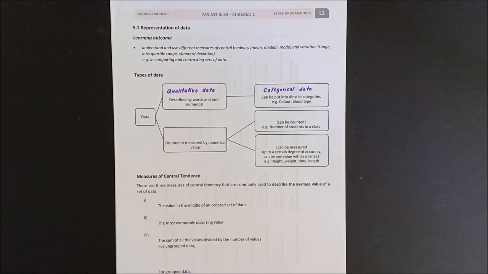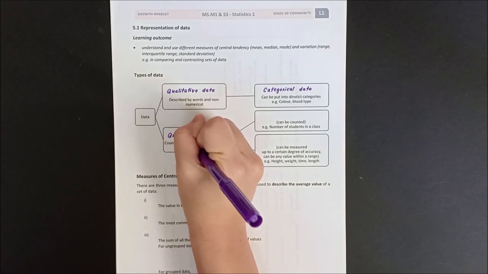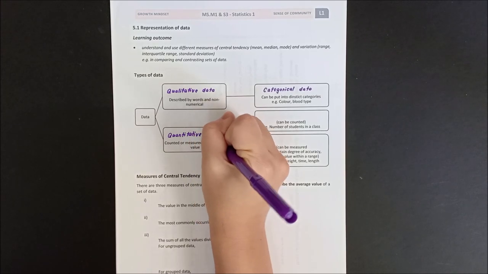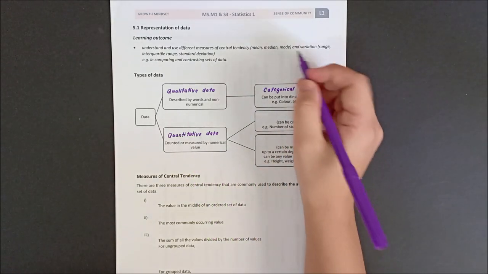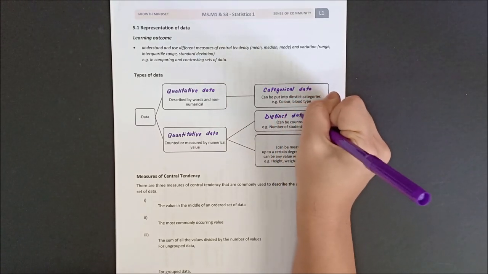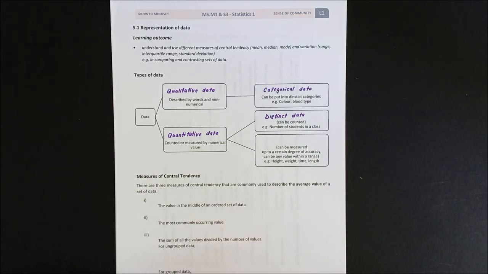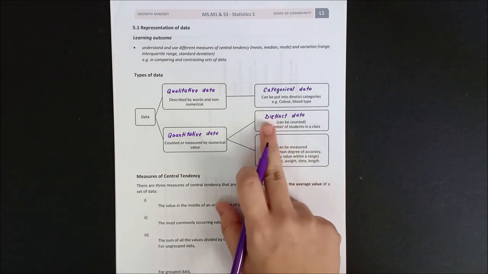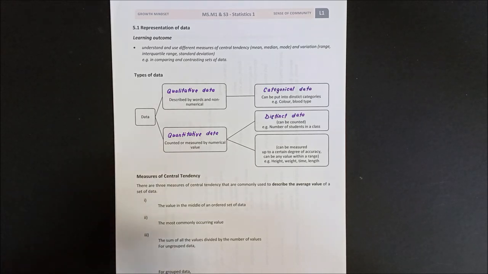The next one is data that can be counted or measured by numerical value. The opposite of qualitative data is quantitative data. Under quantitative data, there are two types. The first one is called discrete data, meaning data that you can actually count. For example, the number of students in a class, or the number of cars that one family owns. All your data will be in whole number form only, like 1, 2, 3, 4, 5 and so on.